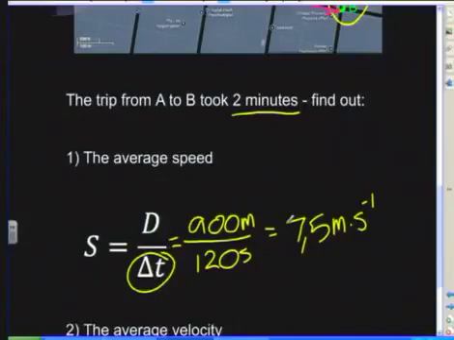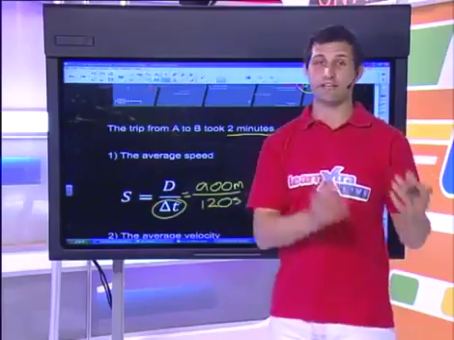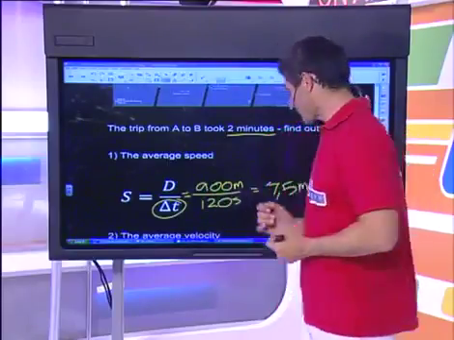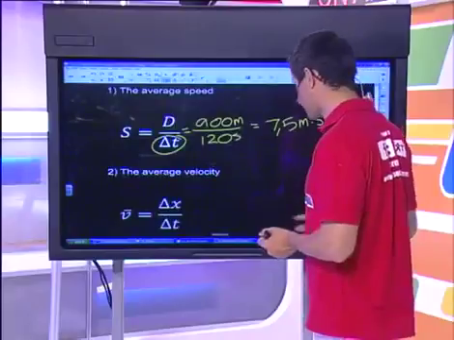Notice how speed doesn't have a direction. I was moving at 7.5 meters per second the whole journey, and that was my average speed. But what about the average velocity? So let's deal with the velocity over here.